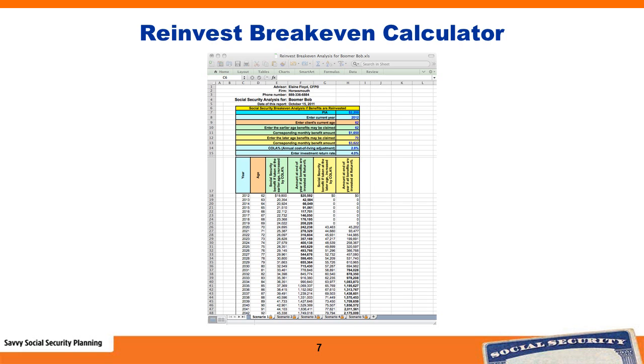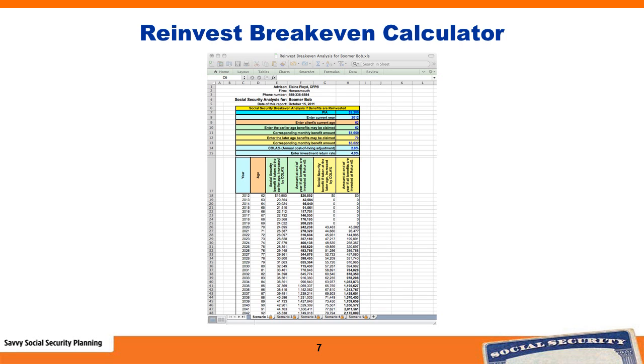Here we have a PIA of $2,200. The client is 62 and is considering taking benefits at 62 versus 70. After we enter the PIA, the client's current age, and the age benefits may be claimed, the calculator automatically fills in the benefit amount, adjusting for early or delayed claiming as well as COLAs. So if he starts his benefit at 62, he'll receive $1,650 per month. If he starts at 70, he'll receive $3,622 per month. Let's keep the COLA at 2.8% and assume he's going to invest his benefits and earn a steady 4%.